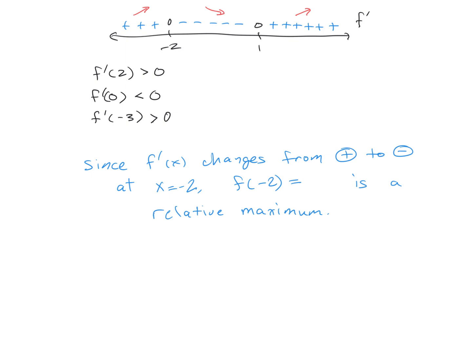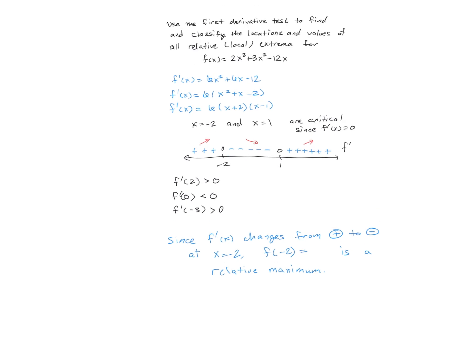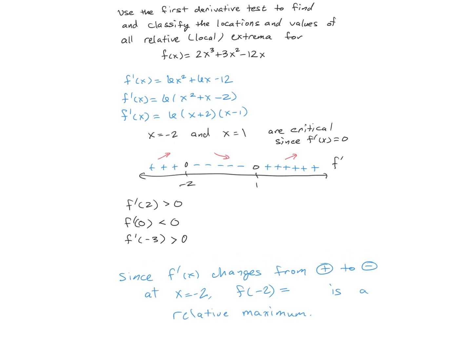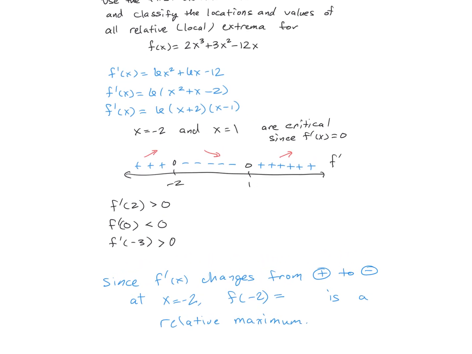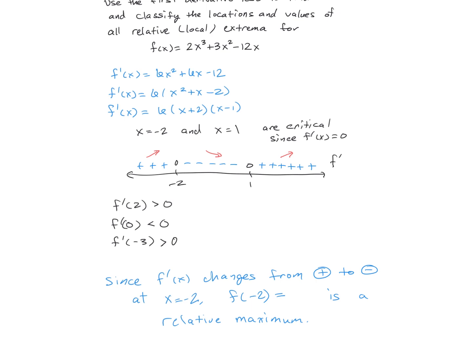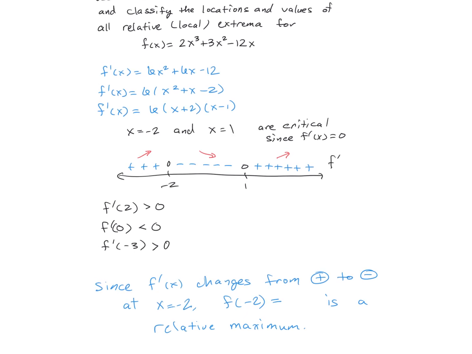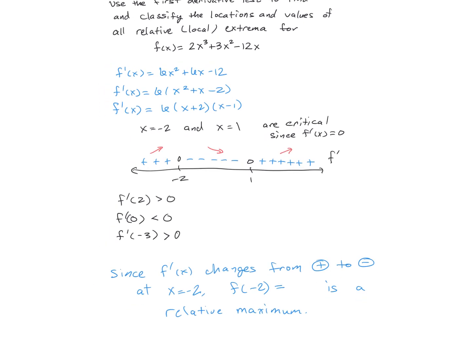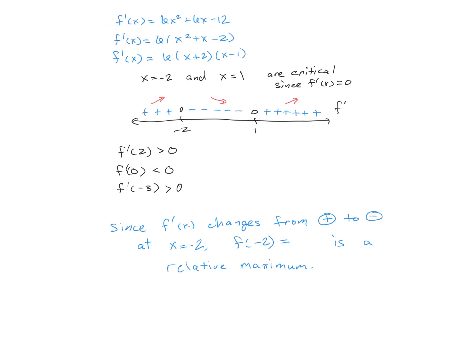And now we need to go back to the original function to get our value. And that value, when you go back, will be the function value at -2. And that works out to be 2 times -2 cubed plus 3 times -2 squared minus 12 times -2. And that works out to be exactly 20. So 20 is the value of the relative maximum at the point -2.